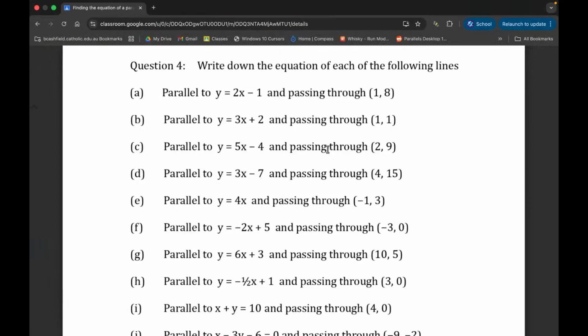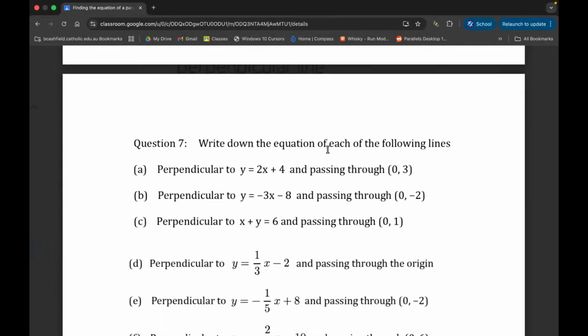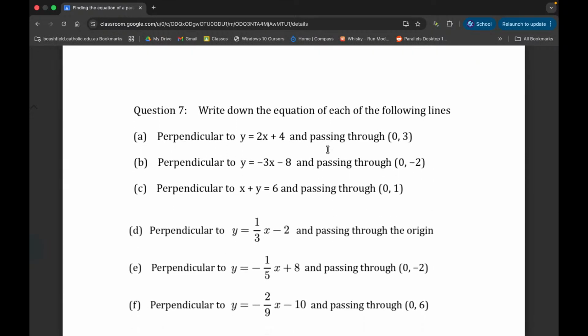Okay, I just lost the plot for a bit. Okay, let's move on to perpendicular. And then after perpendicular, we'll move on to the shapes.